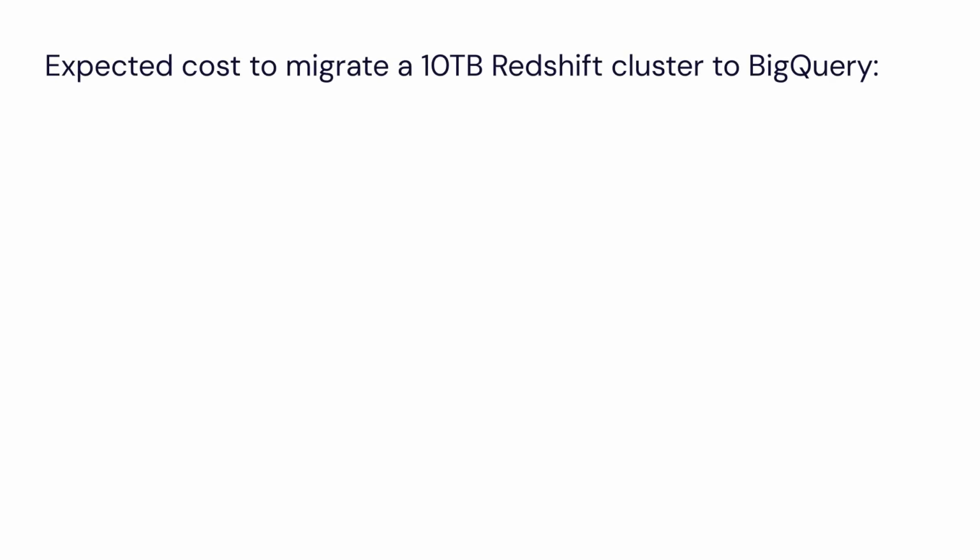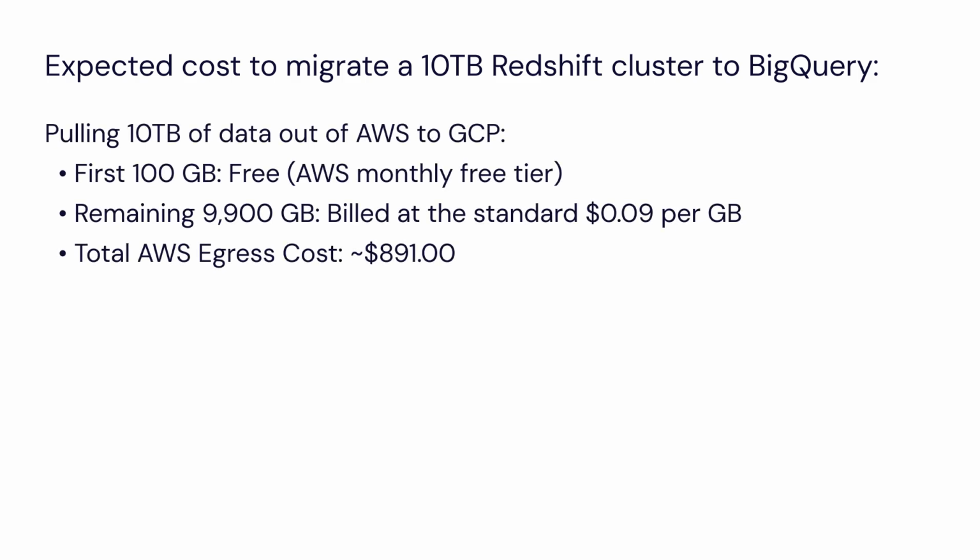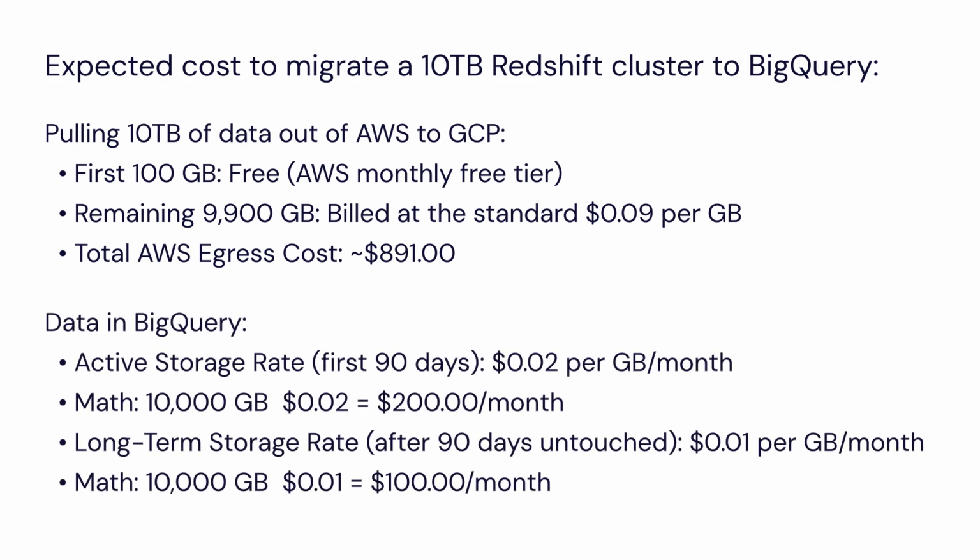To see what this looks like in the real world, let's calculate the expected cost to migrate a 10 terabyte Redshift cluster to BigQuery. The first 100 gigabytes are free, part of the AWS monthly free tier. The remaining 9,900 gigabytes would be billed at the standard 9 cents per gigabyte. Total AWS egress cost is around $891.